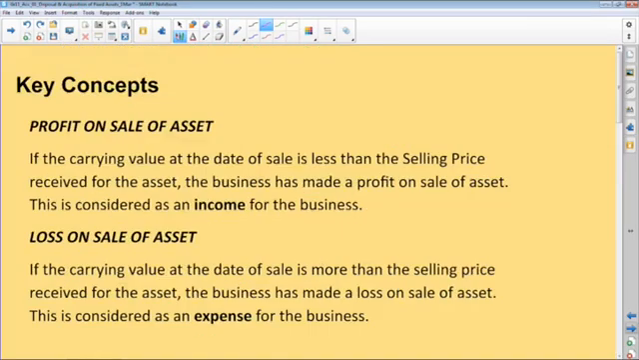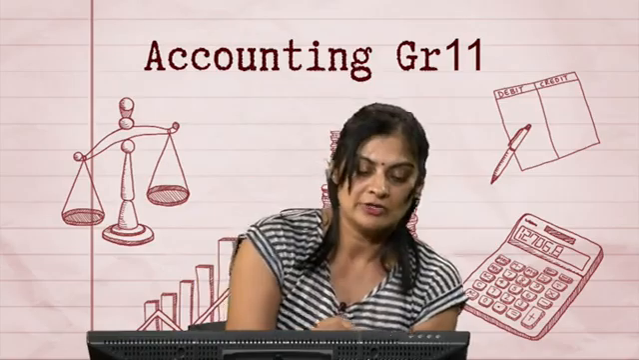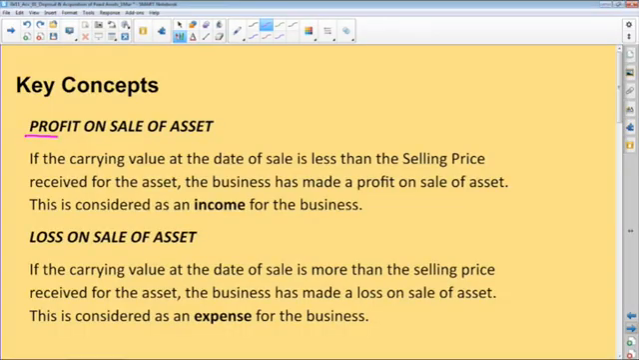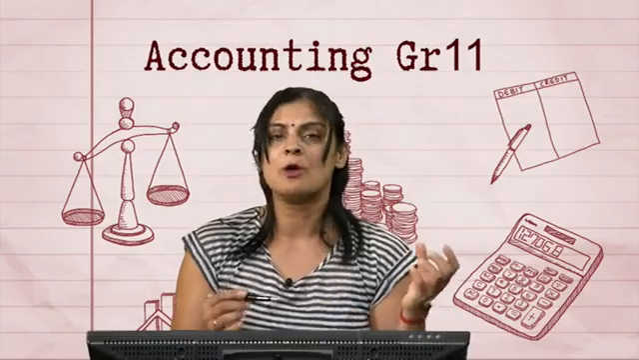Okay, the next two key concepts, guys, absolutely vital, and I know you didn't get a chance to discuss this, but now's the opportunity for me to discuss these concepts and for you guys to listen very, very carefully. Right, what do we mean by profit on sale of asset? Now, we just spoke about carrying value and we spoke about selling price. So let's look at this concept, profit on sale of asset.